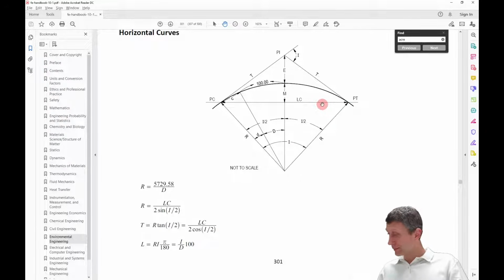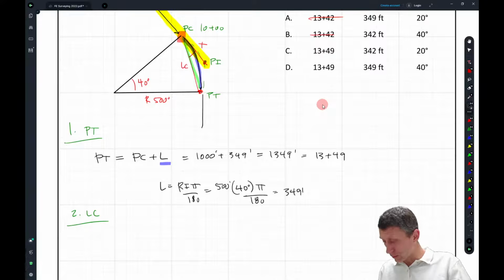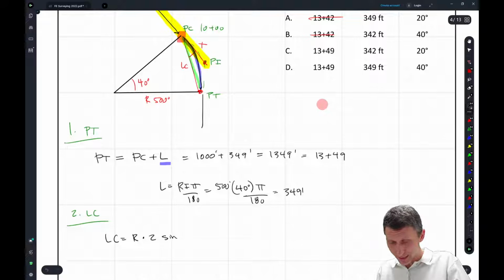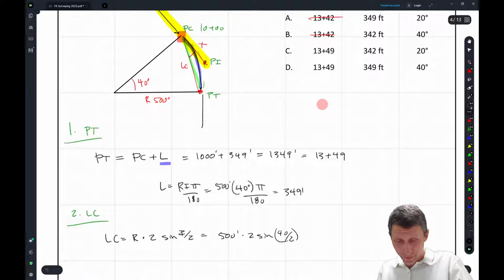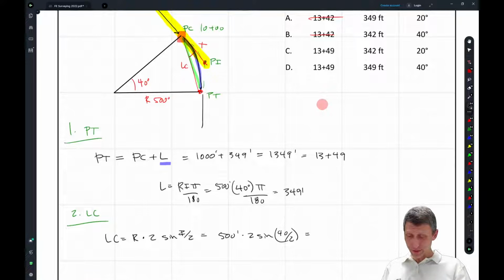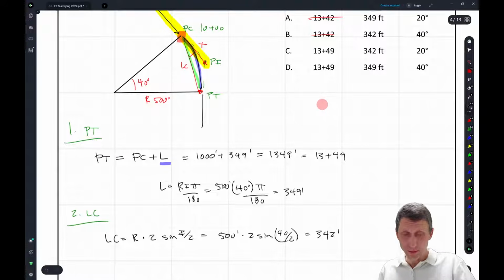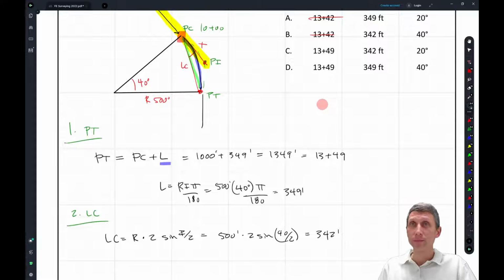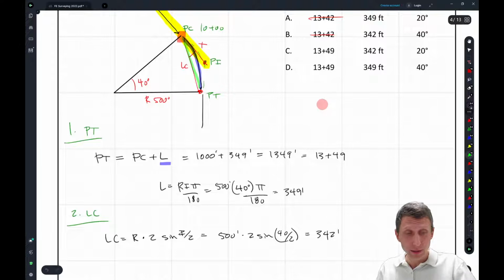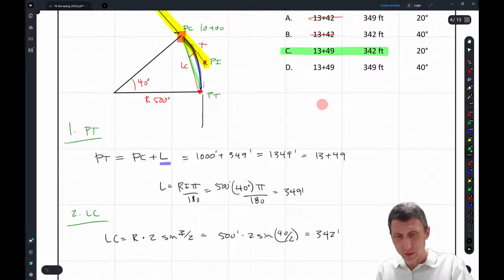So let me write that in here and we can take a look at that. What we know is LC equals R times 2 sine I over 2. And what do we get? So 500 feet times 2 times sine of 40 over 2. Let me put this in my calculator here. 40 over 2 is 20. So I got like 342 feet. So that's that straight-line distance that needs to get laid out. So the good news is we got an answer here. We got 1349 and 342.